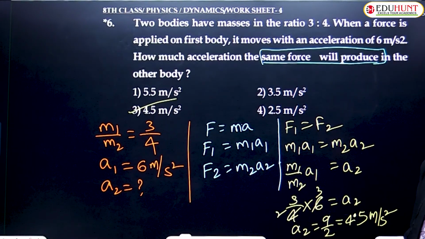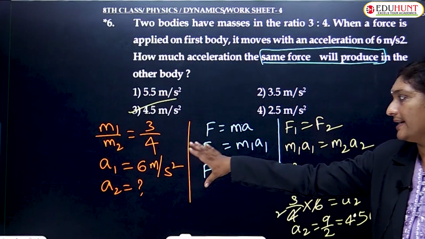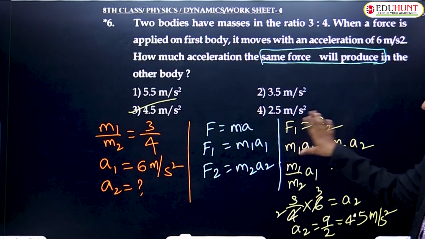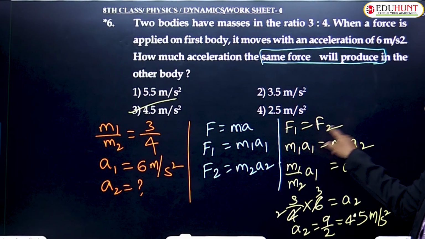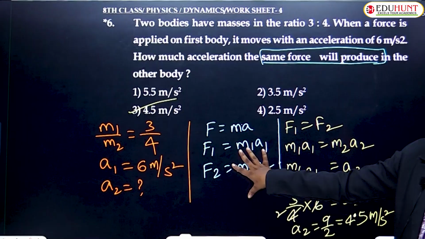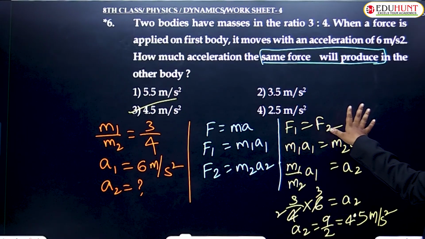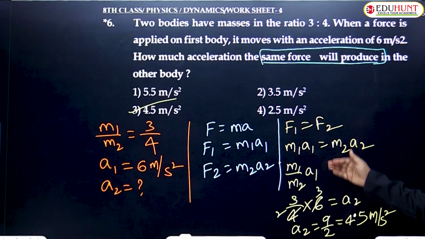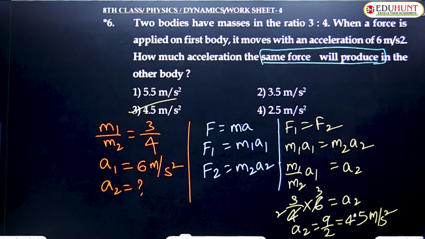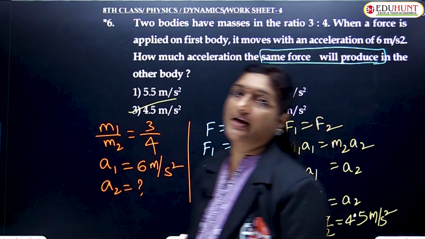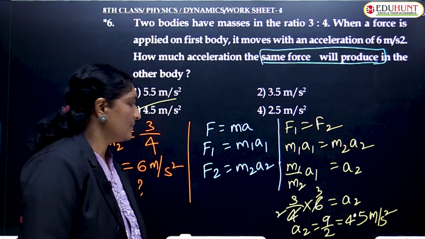Clear, children? Okay, so this is the given data, this is the given condition. What is the given condition? Force F1 equals, we have considered F1 as M1 A1, F2 as M2 A2. But what is given? F1 equals F2. So equating the two conditions, we got the value of acceleration as 4.5 meter per second square.